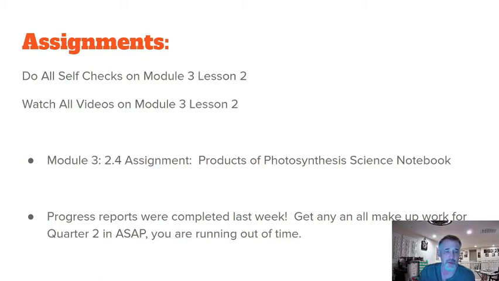And then remember, progress reports were completed last week. So I'm giving you this light week, and this is another opportunity for you to get all your makeup work in for Q2. Do that as soon as possible. You're starting to run out of time, right? We only got a few weeks left. And within that, I think we got about 5 or 6 weeks. So in that 5 or 6 weeks left, we have about 5 or 6 lessons. So it's going to be pretty close, and we're not going to have a whole lot of time to get anything done. So you got to get it done now.